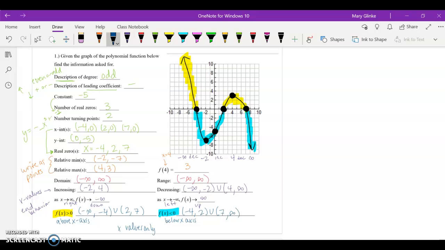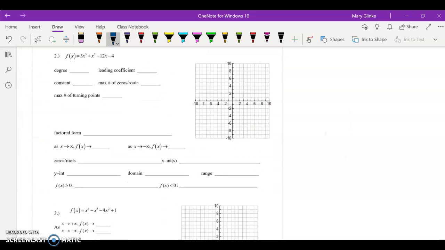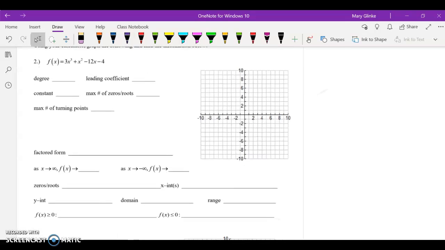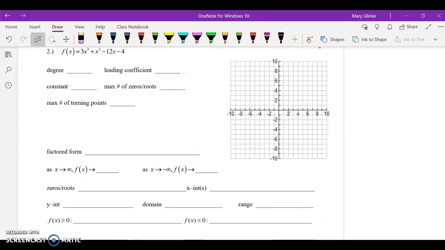So now we're going to do this idea, but we're going to be given an equation. We're going to try to do as much as I can with my equation without using my calculator, and then I'll go to my calculator eventually. My degree for this one is 3 because that's the highest exponent. My leading coefficient is 3 because that's the number out in front. My constant is -4 because that's the number at the end, which means I can graph the point (0, -4). I'm going to have at most 3 real zeros because that's going to match the degree. The maximum number of turning points is the degree minus 1, so I will have at most 2 turning points.